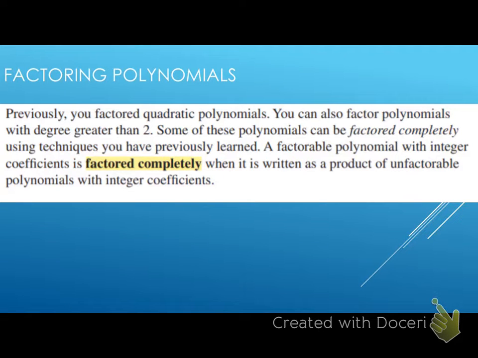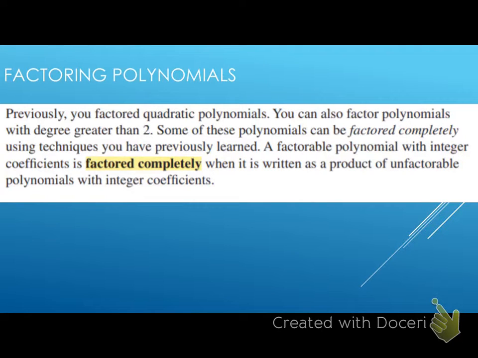Like we've talked about previously, we factored quadratic polynomials. We reviewed that yesterday. You can also factor polynomials with degree greater than 2. Some of these polynomials can be factored completely using techniques you have previously learned. A factorable polynomial with integer coefficients is factored completely when it is written as a product of unfactorable polynomials with integer coefficients. So you just keep factoring until none of your polynomials can be factored anymore.